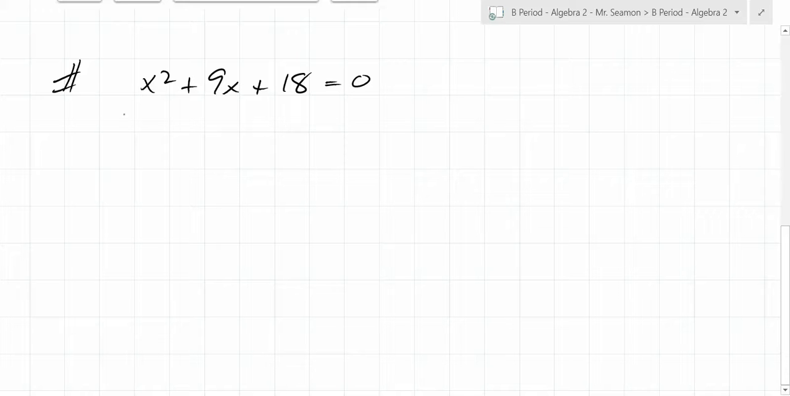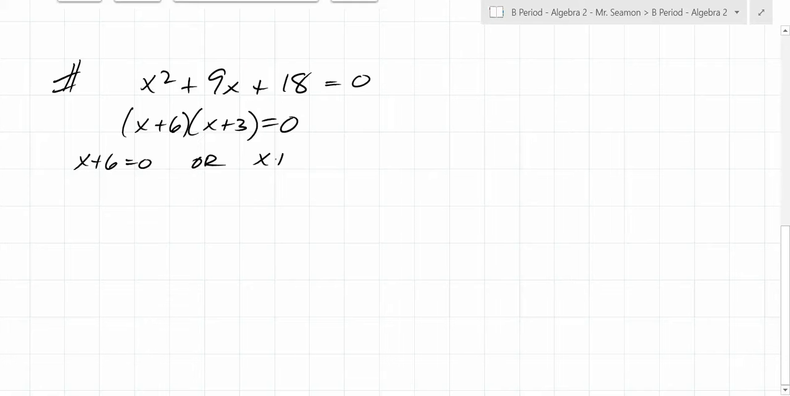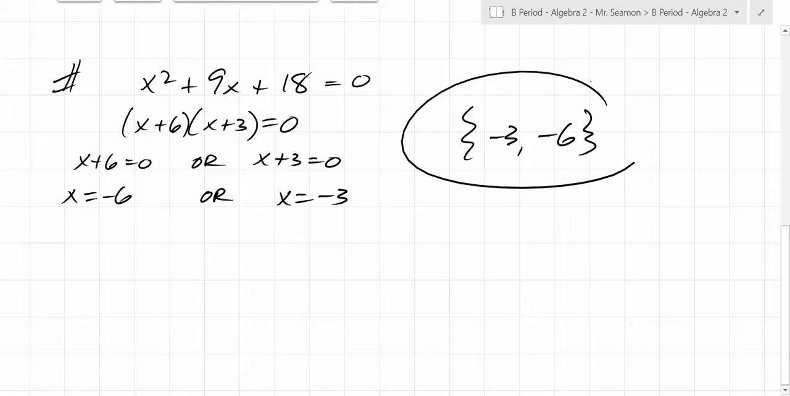So what's the next step? Factoring it. What two numbers multiply together to get 18, but add together to get 6 and 3? Equals 0. So x plus 6 equals 0, or x plus 3 equals 0. So x is equal to negative 6, or x is equal to negative 3. Write it as negative 3 comma negative 6. Done. I have number 18.